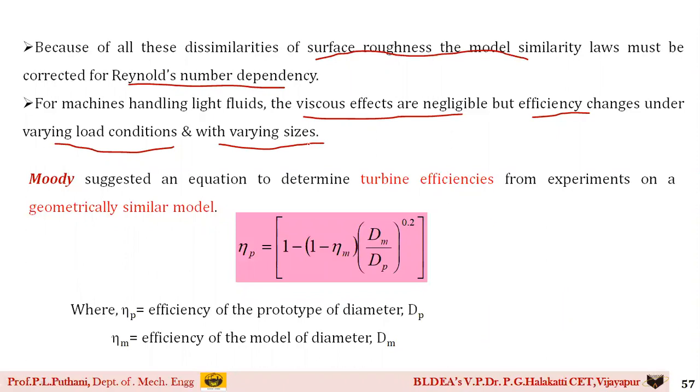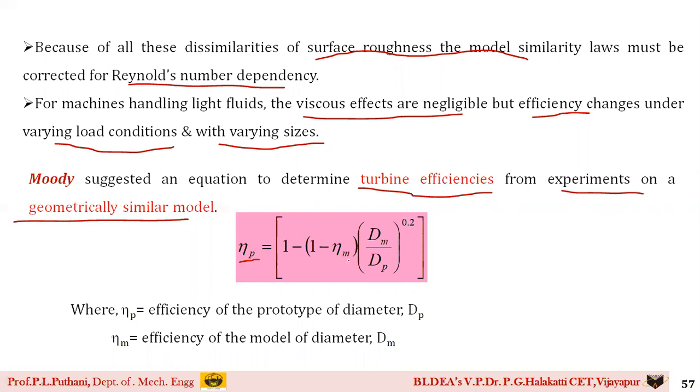Keeping this in mind, Moody developed a chart and suggested an equation with which you can determine the turbine efficiencies by conducting experiments with geometrically similar models. That particular equation is called Moody's equation, which you can see here right now, where the efficiency of a prototype eta P is equal to 1 minus, whole bracket, 1 minus eta M into the ratio of the diameter of the model to the diameter of the prototype, to the power of 0.2.